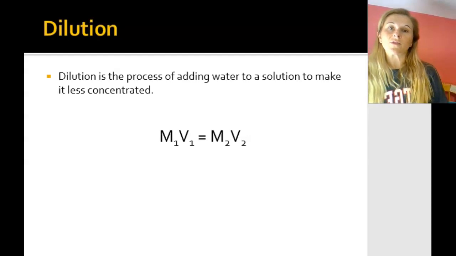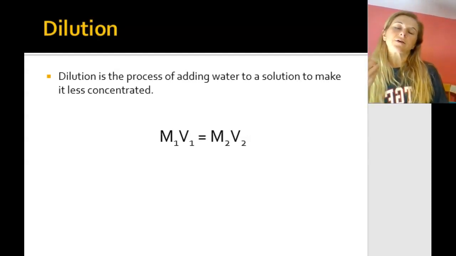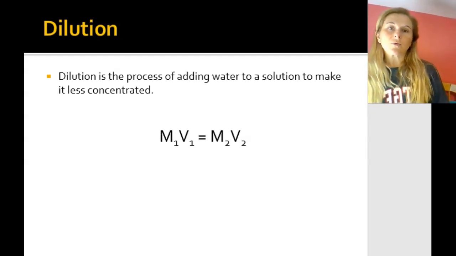And then when the consumer buys the cleaning supplies, they dilute them, usually with water. So the formula for dilution is actually really easy. Here's the formula: M1 times V1 equals M2 times V2. And what does that mean?